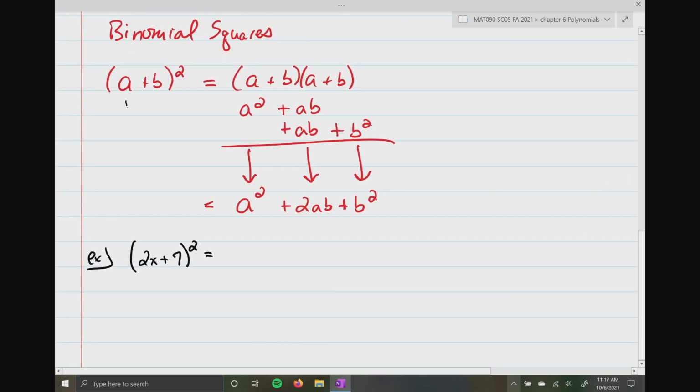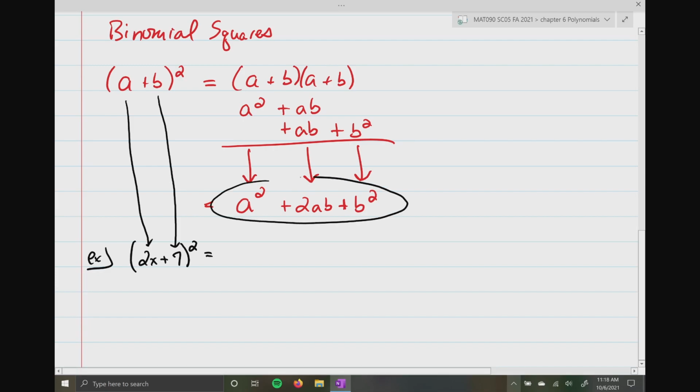Notice this has the same exact form as the binomial square written in red. Which means wherever I see a letter A in my formula down below, I'm going to write 2x. And wherever I see the letter B, I'm going to write a 7. Does that make sense, everyone? So watch what I do.